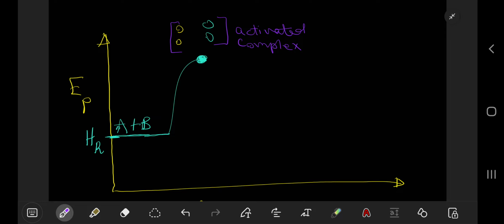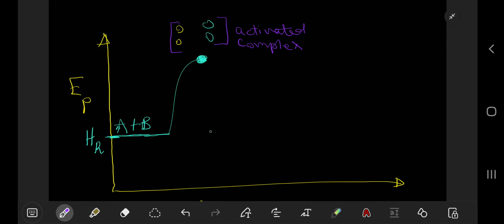So maybe in a question paper they might label that part A, and then ask you what is A. A is the activated complex, right? And then maybe they ask you about this part B. What is B? B is the heat of the reactants.